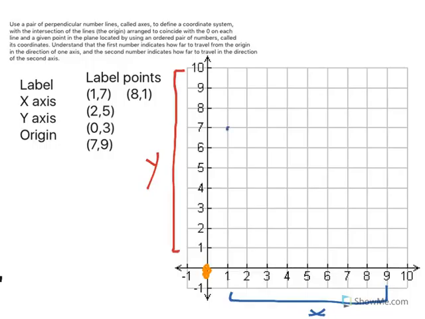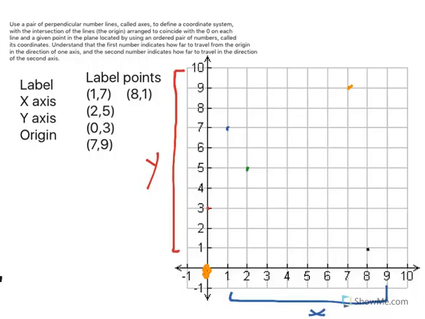Then we have (2, 5). So we find 2, which is right here. We go up to the 5 on the y-axis to get our point, (2, 5). Then we have (0, 3), so we go to 0 on the x-axis, which is the origin, and then we go up 3, which is right there. Then we have (7, 9), so we go to the 7 on the x-axis, go up to 9, have our point right there. And then for the last one, we have (8, 1), so we go to 8 and go up 1. And that's all there is to it.